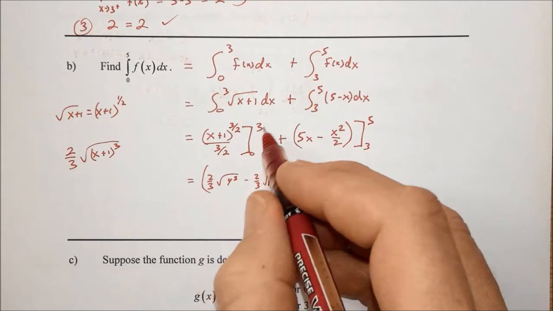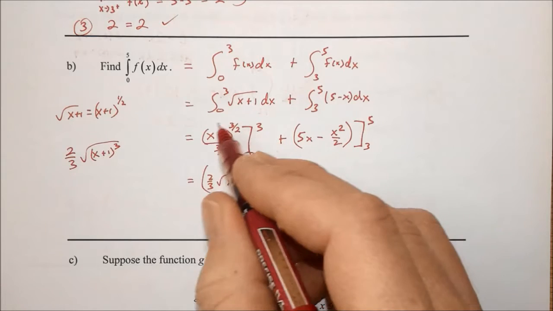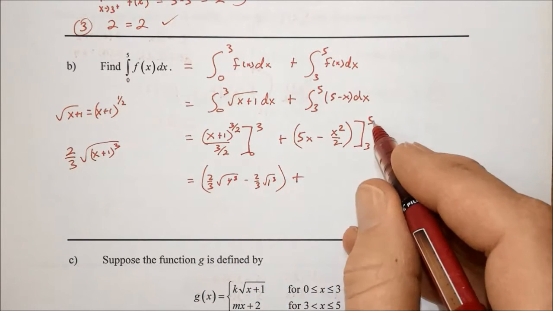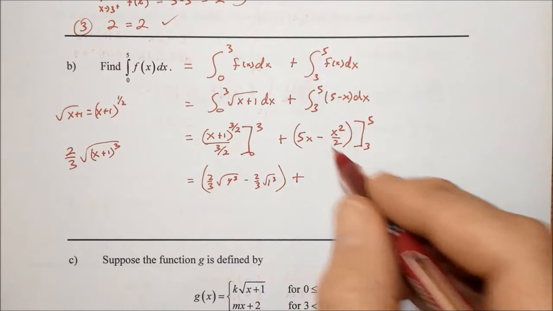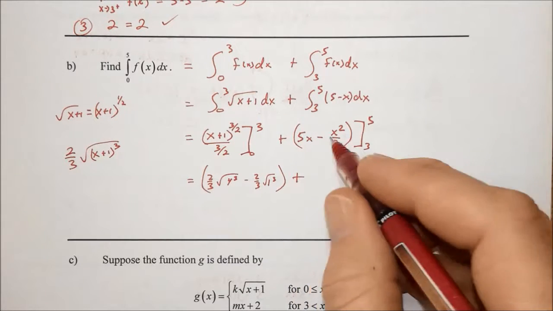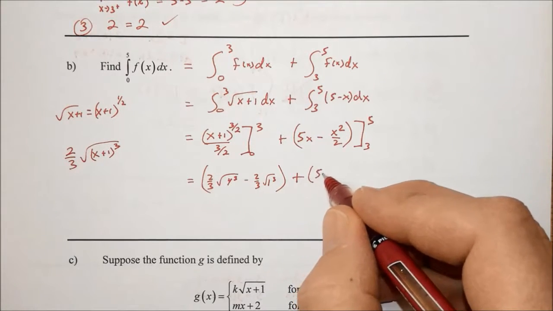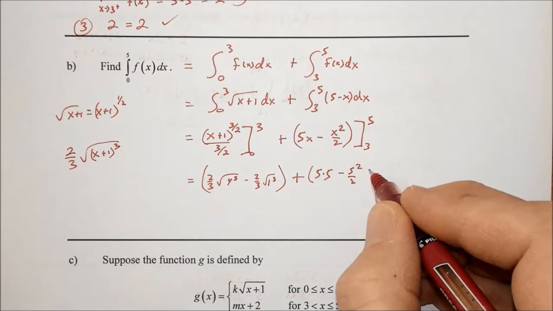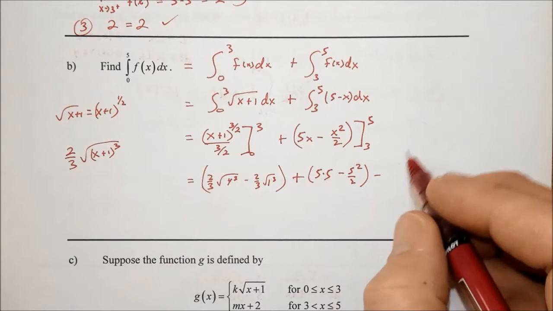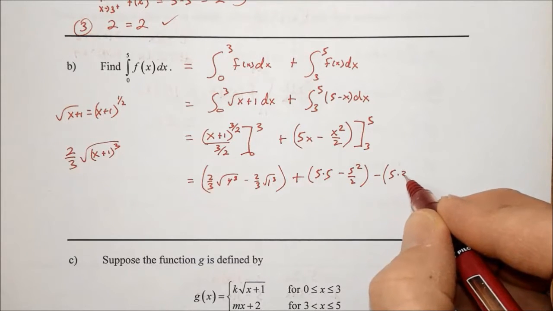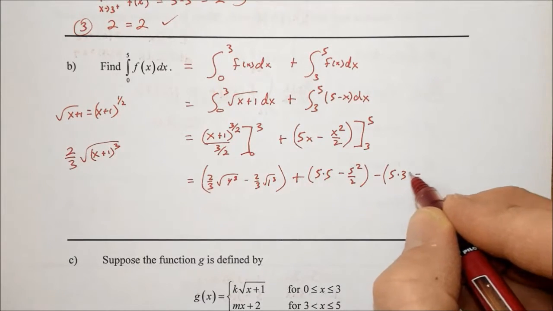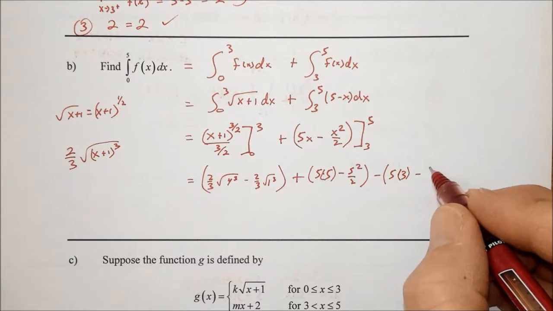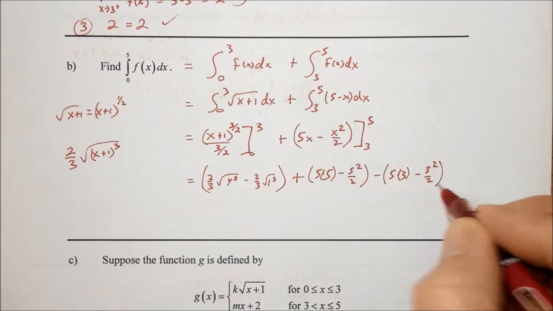That's the fundamental theorem of calculus working on this first part. Now we're going to add to that. Now we have to plug 5 and 3 into this second integral, using the fundamental theorem. So we have 5 times 5 minus 5 squared over 2. And we're going to subtract 5 times 3 minus, actually let me use parentheses here, there we go, minus 3 squared over 2.